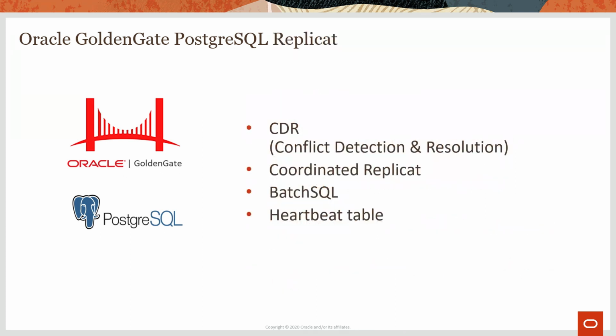On the replicate side, which is for delivery, I mentioned before we do support those multi-master configurations as well as the bidirectional configurations, and really key to handling that is this conflict detection and resolution. So that's a fully supported capability in the tool. We do support what's called the coordinated replicate. That is extremely powerful in terms of high performance for loading into Postgres. We'll talk a little bit about that in just another minute. And then we support batch SQL and the heartbeat table, as I mentioned before.